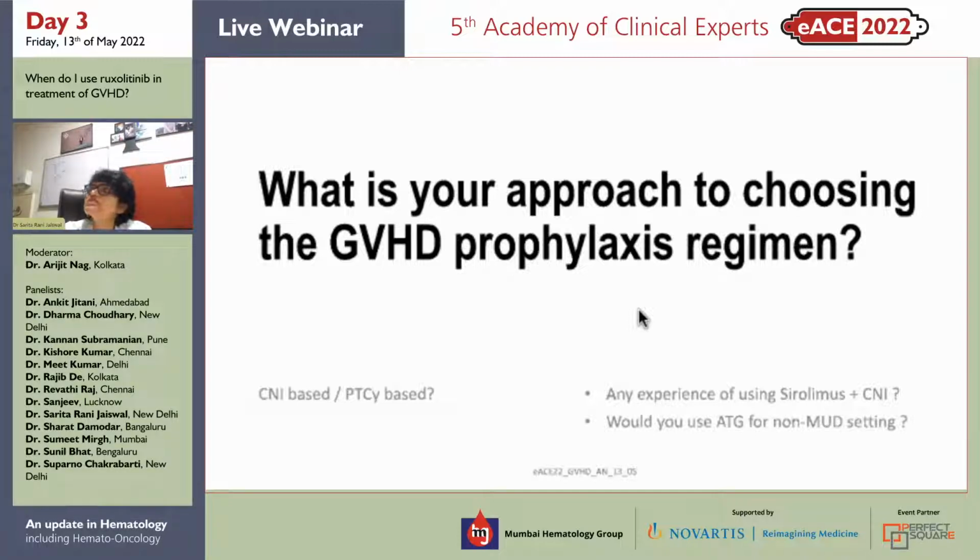As far as sirolimus is concerned, we are using it in non-malignant diseases because this is an mTOR inhibitor. It increases the Treg percentage. So it is more helpful in achieving transplant tolerance rather than the graft versus leukemia effect. So the idea behind using sirolimus in non-malignant settings is to have more immune tolerance, as in thalassemia, sickle cell anemia or sideroblastic anemia.